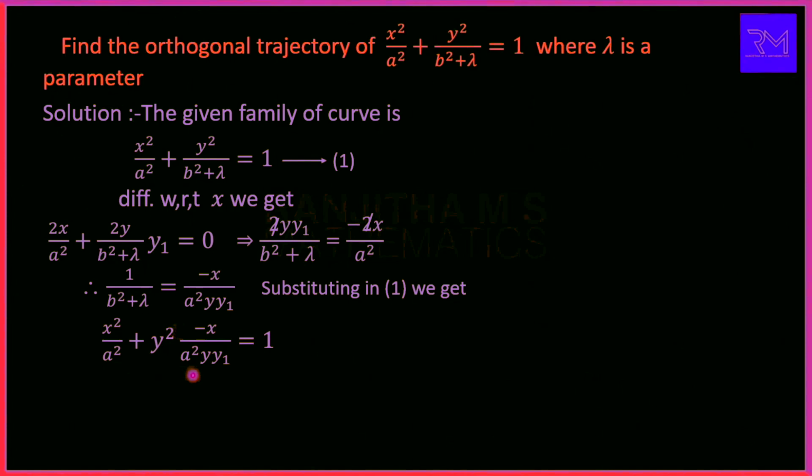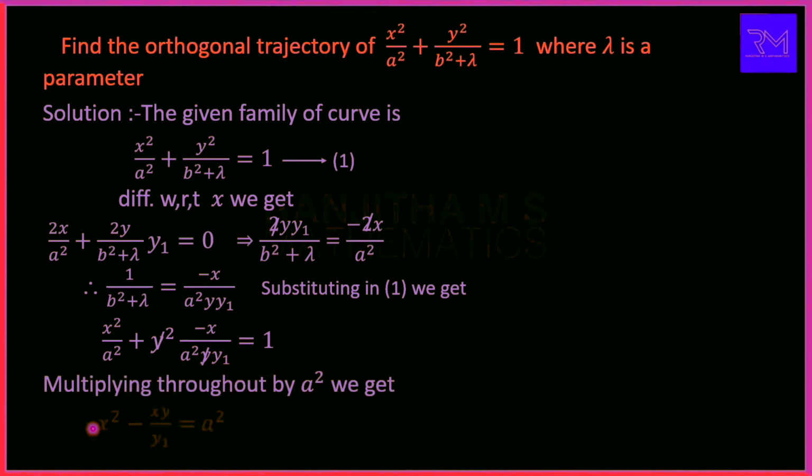Here y gets cancelled. Here also we have a square value, and here also we have a square value. So to remove this a square value, multiplying throughout the equation by a square, we get x square plus into minus, minus x into y divided by y1, which is equal to 1. Cross multiplying this value, we get a square. Hence, we get x square minus xy by y1, which is equal to a square.